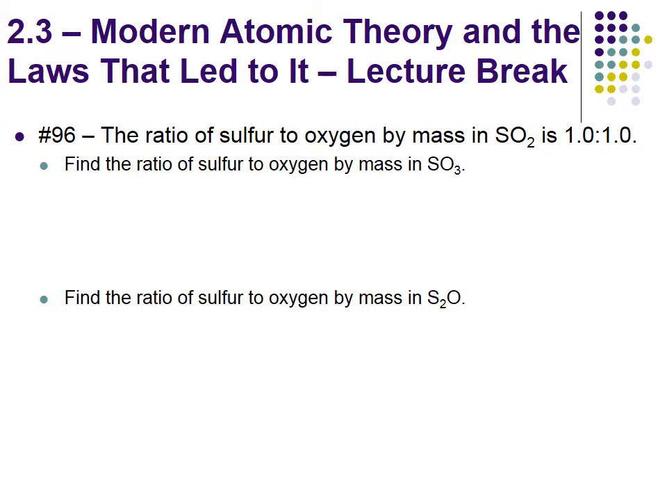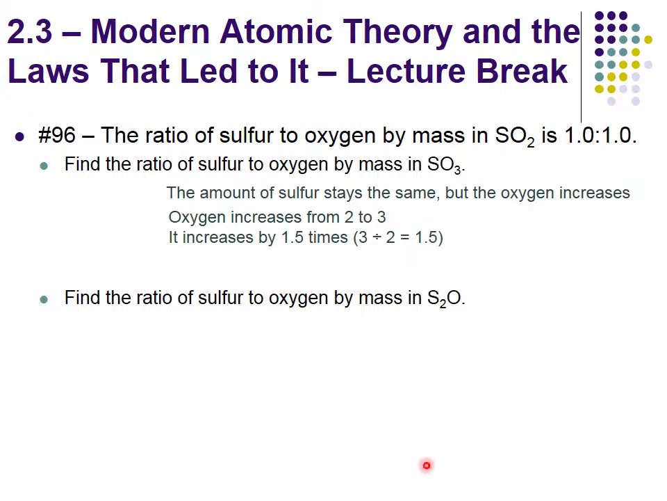Last one in this section, the ratio of sulfur to oxygen by mass in SO2 is 1 to 1. Find the ratio of sulfur to oxygen by mass in SO3. So the difference between SO2 and SO3 is just the number of oxygens. So the sulfur has stayed the same, but the oxygen increased. And if we look at how much the oxygen increased, it went from 2 to 3. So it increased by 1.5 times. 3 divided by 2 is 1.5.